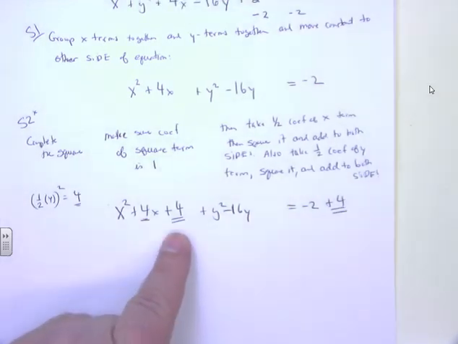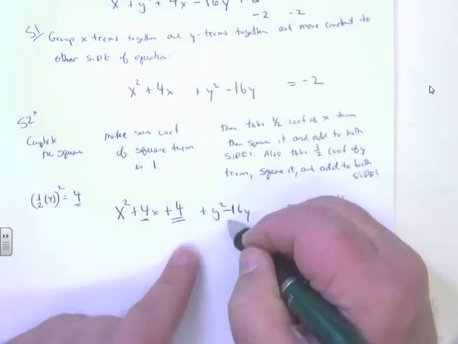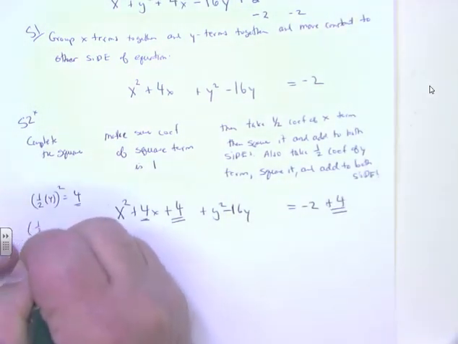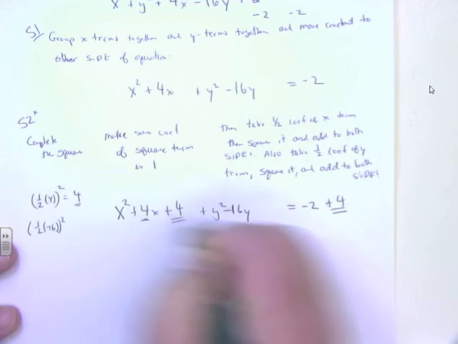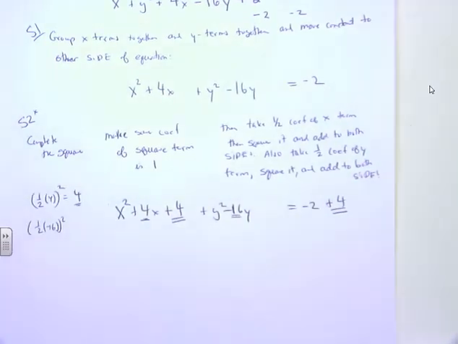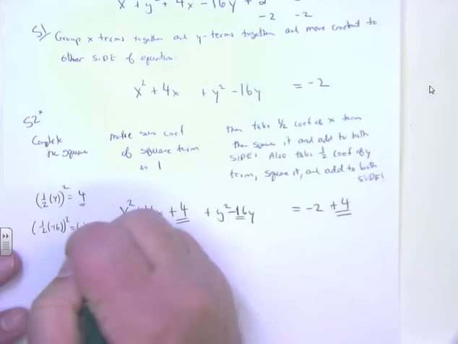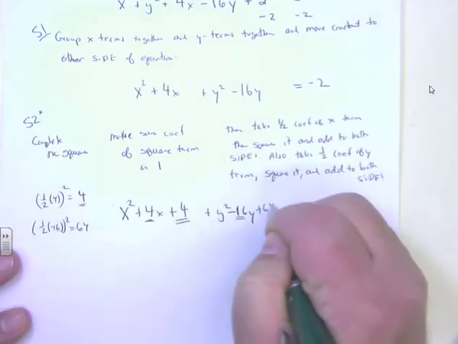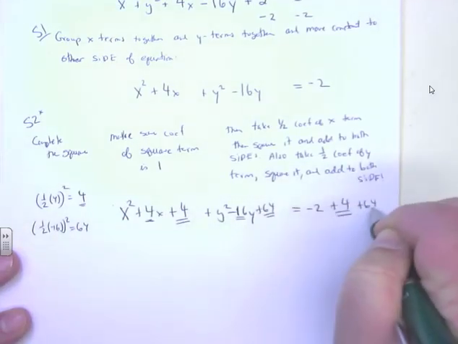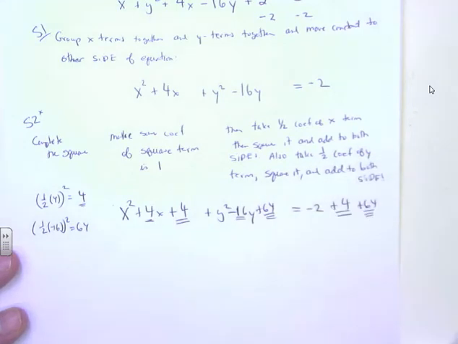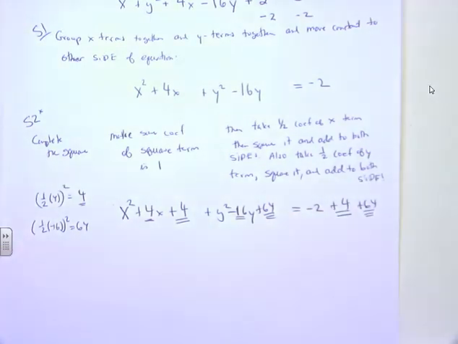Now, do the same thing on the y terms. What's the coefficient in front of the y? Negative 16. Take half of -16, what do you get? -8 squared. What's -8 squared? 64. Positive 64. So add that magic number, 64, to both sides. What I do to one side, I do to the other. Now watch what happens here.